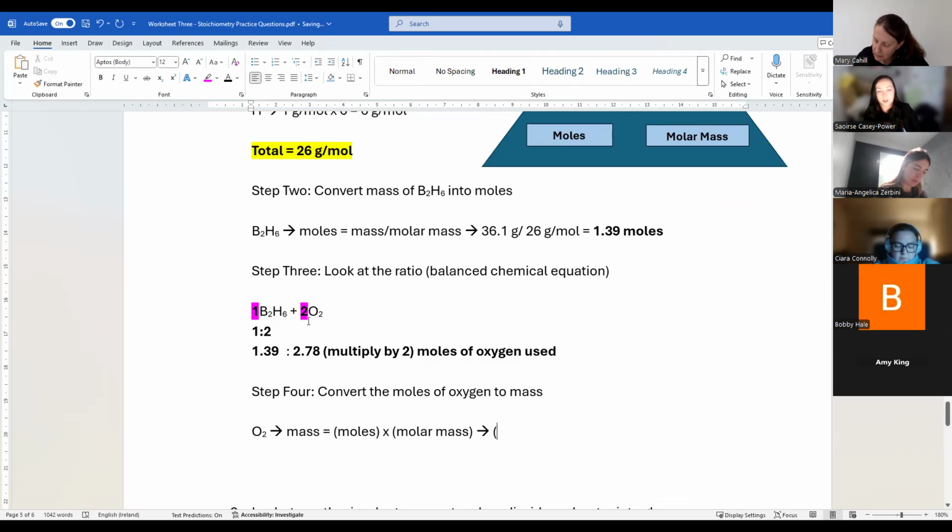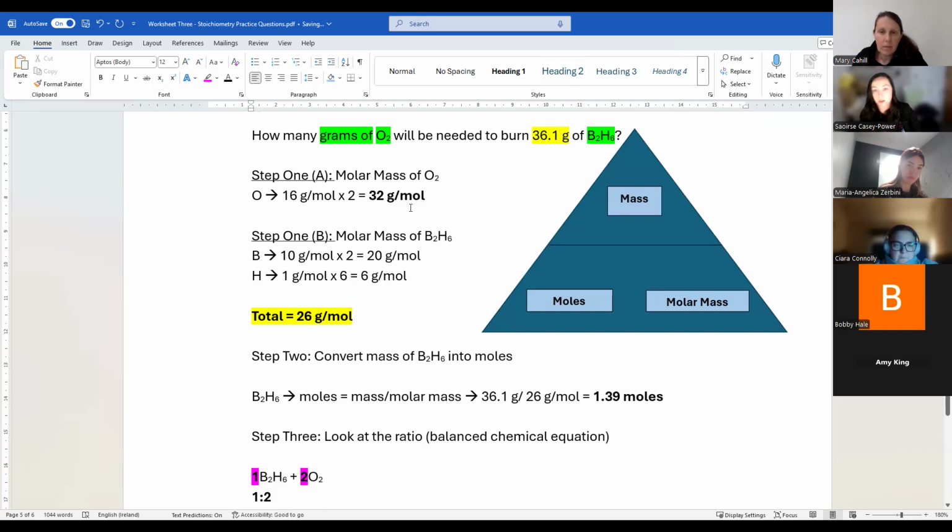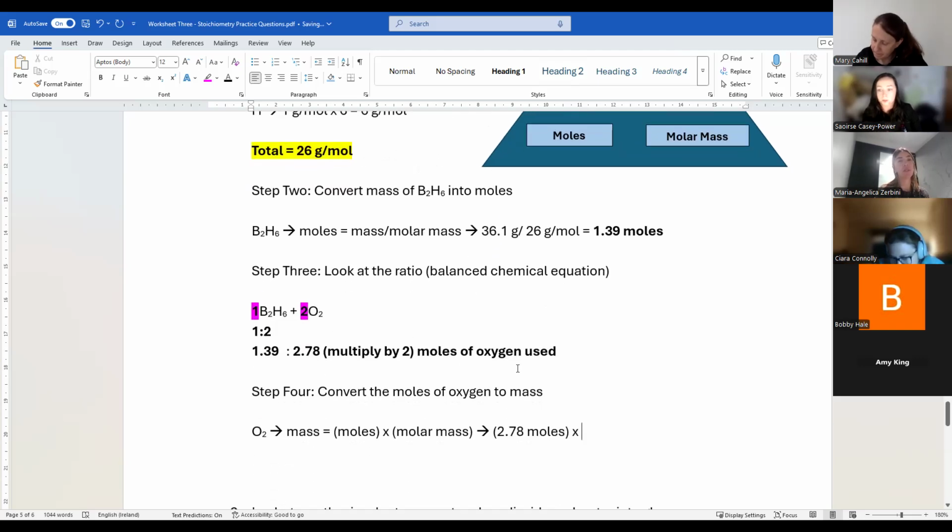Okay, so what I have here then is your 2.78. 2.78 moles multiplied by the molar mass we worked out at the very start for oxygen, which is 32 grams per mole. So what I should have here is 2.78 by 32. So that will give me 88.96 grams of oxygen. And that's my final answer for that one.